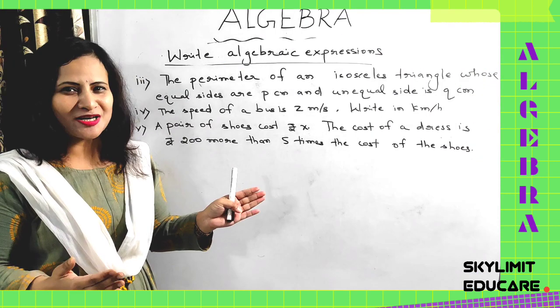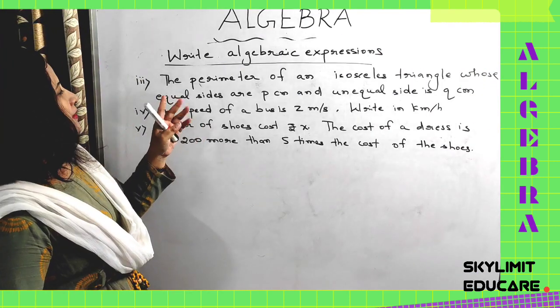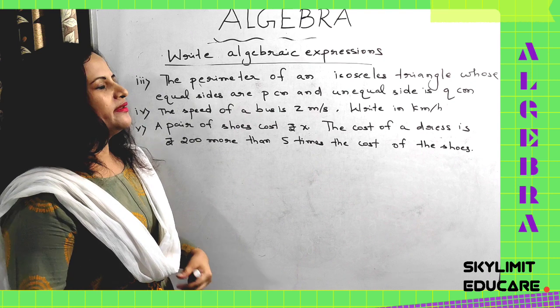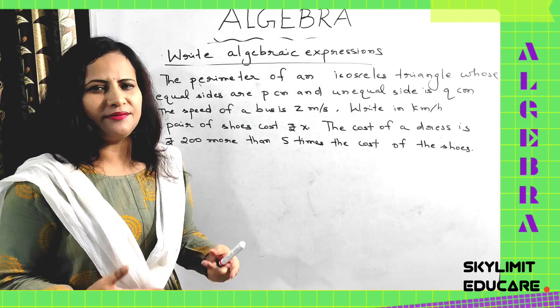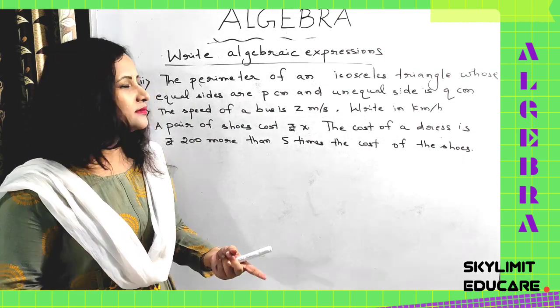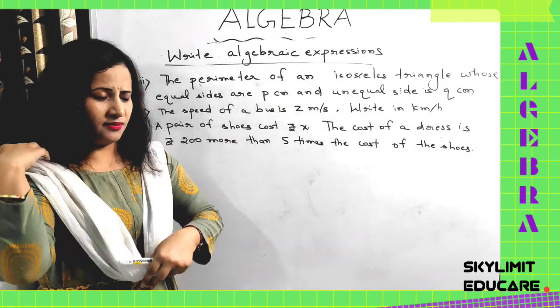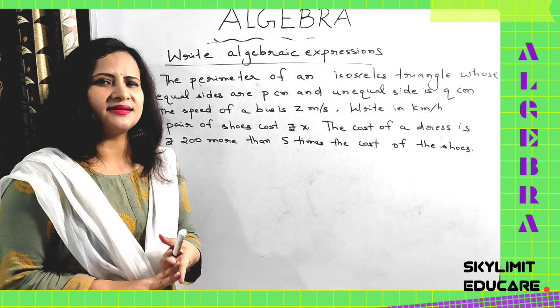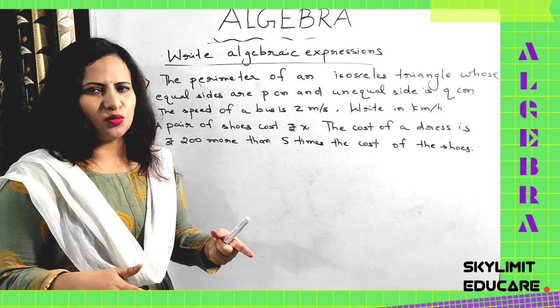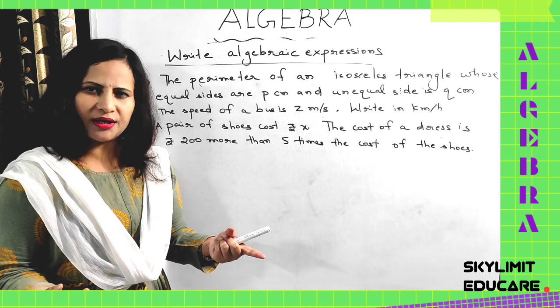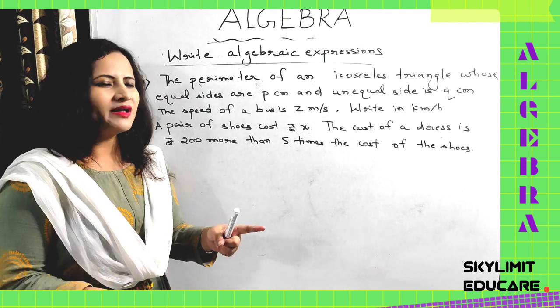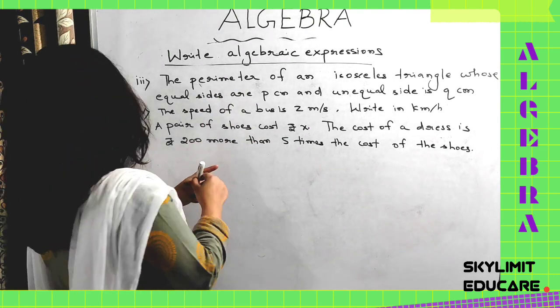Now let us come to the next question. The perimeter of an isosceles triangle. You know that there are 3 types of triangles already: scalene, equilateral, and isosceles. What is an isosceles triangle? Whose 2 sides are equal and one of the sides is unequal. A triangle has 3 sides basically. So out of that, when two sides are equal, how will you find the expression for this?